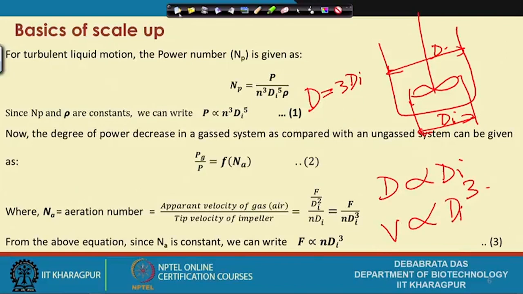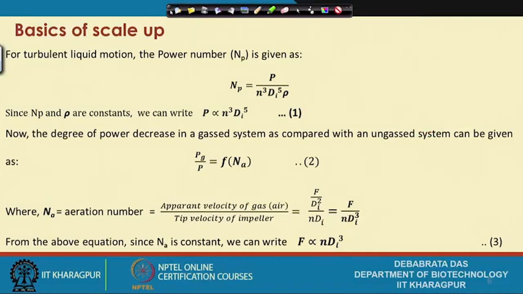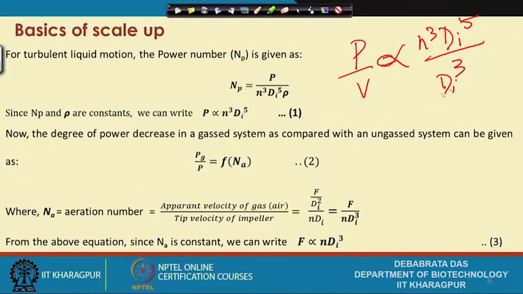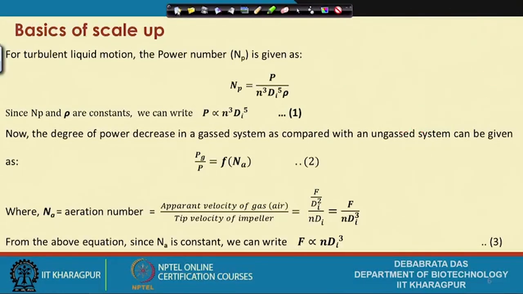Am I right? Now, if it is Di cubed, then if you write P by V, what can you write? This is proportional to N cubed Di to the power 5 divided by Di cubed. So this will be N cubed Di squared. Am I right? So we can easily find this out.